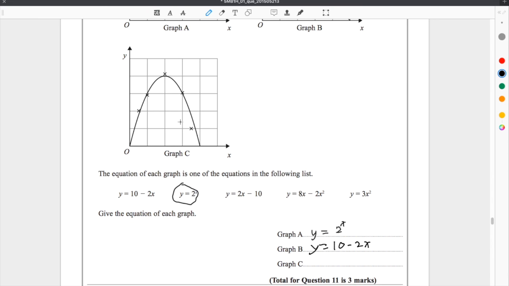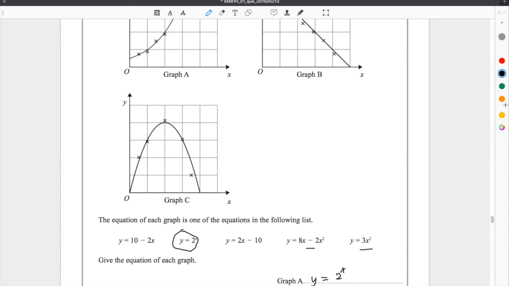Now for C, we have a quadratic graph. So we're looking at this one or this one. And the key point here is, if it's a U-shaped quadratic graph, then the coefficient of x squared is positive. And if it's an N-shaped graph, then the coefficient is negative. Well, this is an N-shaped graph, so the coefficient of x squared needs to be negative. So it's not this one, it's this one here.